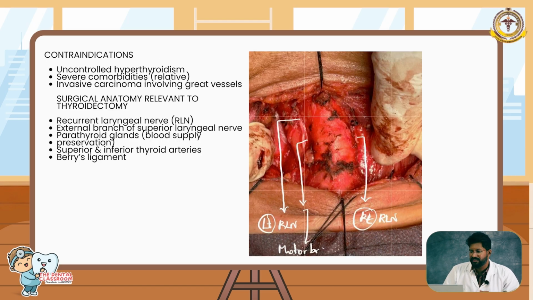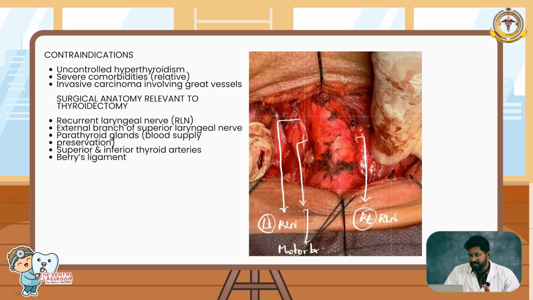Some contraindications for thyroid surgeries are uncontrolled hyperthyroidism and severe comorbidities. If the patient is unstable and not fit for surgery, then you cannot attempt the surgery. Then invasive carcinoma involving great vessels: once the malignancy has invaded the carotid, we cannot attempt surgery in such patients.